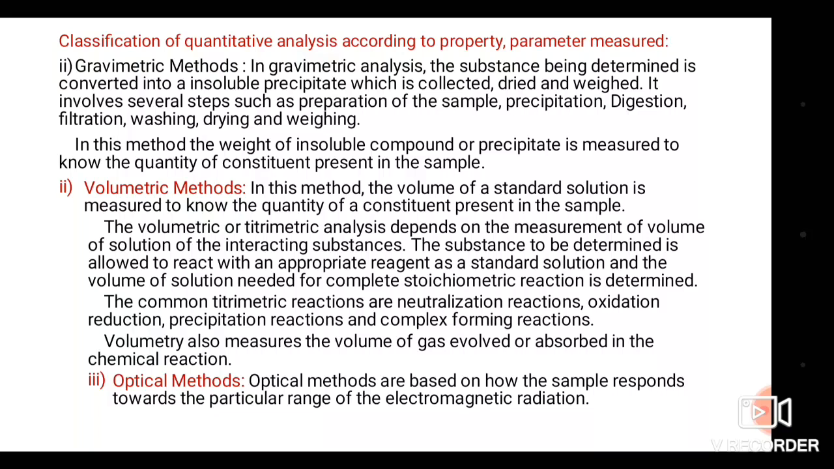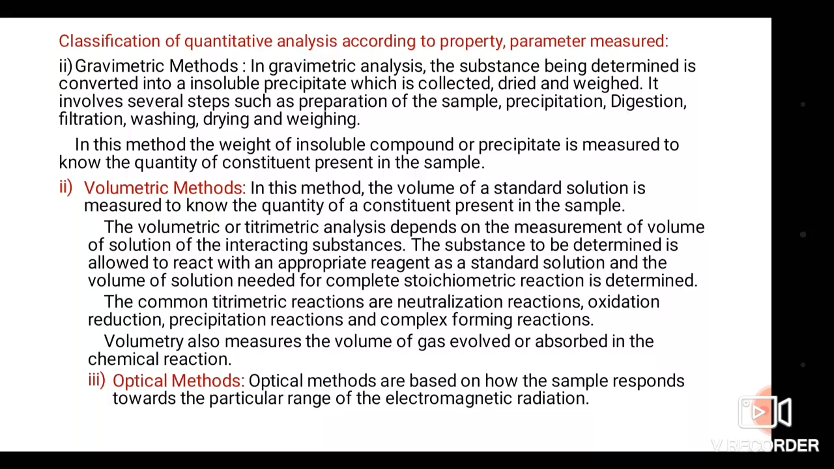It involves several steps such as the preparation of the sample and precipitation. What is precipitation? To convert these ions into a weighable form, which is nothing but the precipitate. Then digestion: to increase the size of the precipitate, we heat the solution. This type of process is known as digestion. Then filtration: for separation, we filter the precipitate. Then for removing the impurities present in the precipitate, washing and drying are done. Finally, weighing takes place.